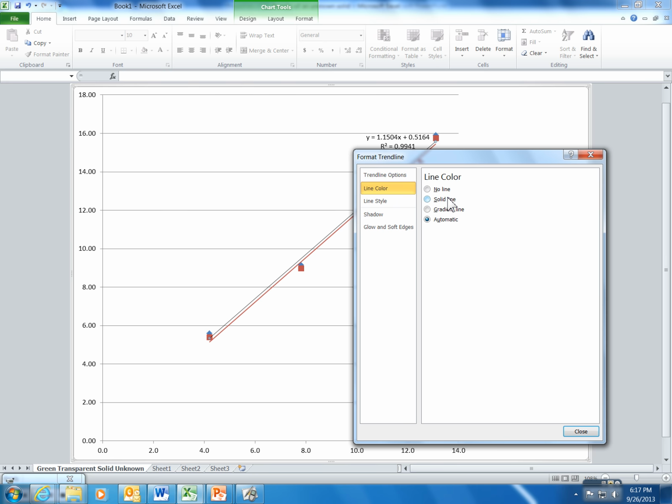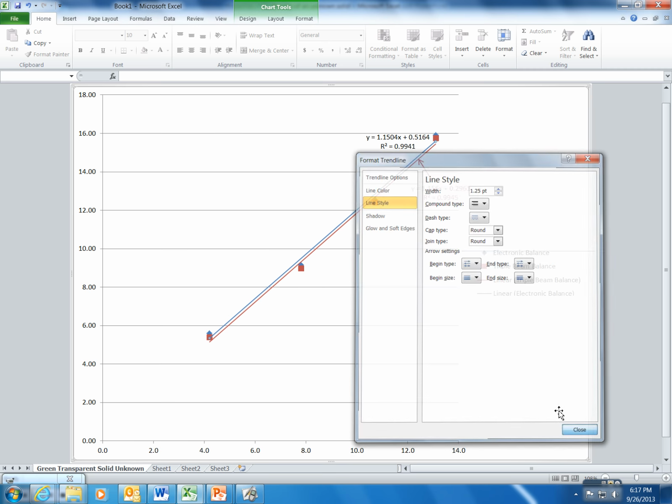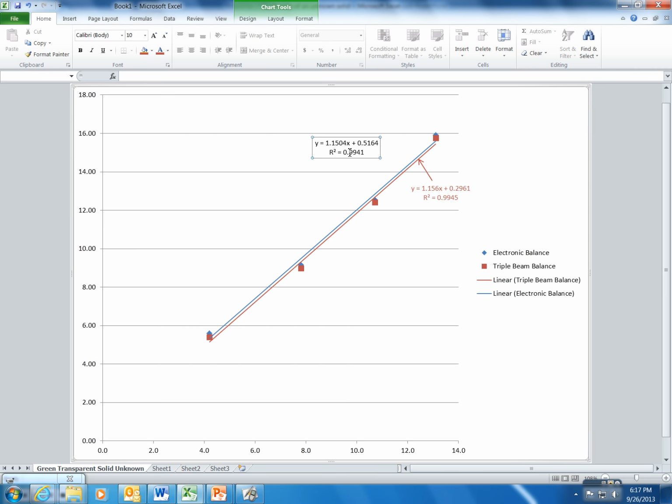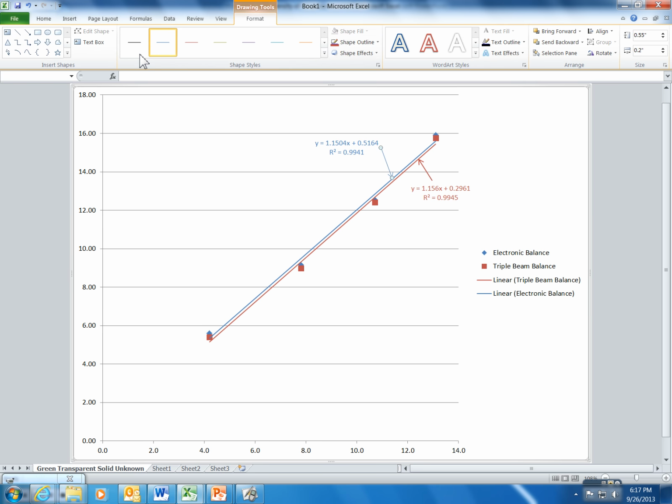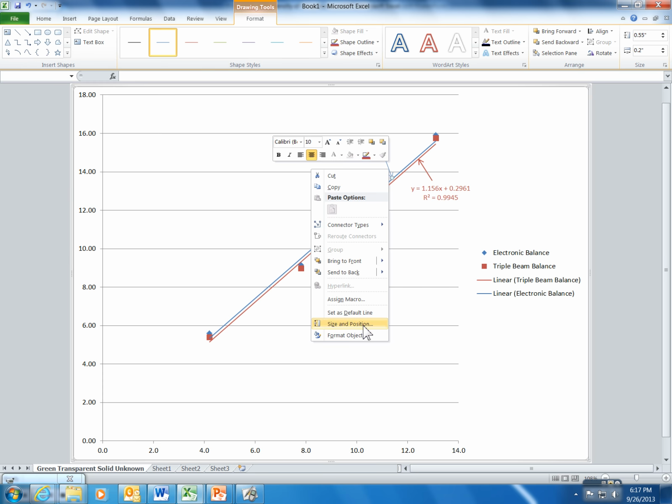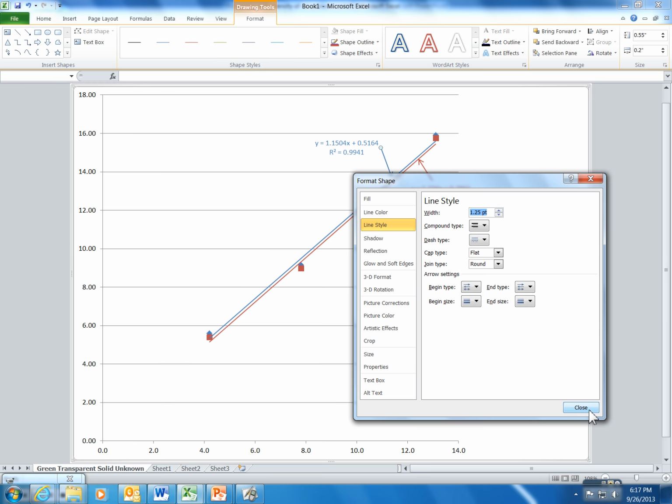And I'm going to change the color of my line to blue this time, because of the blue data points. And I'm going to increase its weight up to 1.25 points again as well. And I'm going to press close. And again, it gave me my nice little graph. And so I'm going to change the font there to blue so that I know that it's associated with it. And I'm going to go ahead and insert that arrow again, this time from here to this trend line. And I'm going to format that object and put the weight up to 1.25.